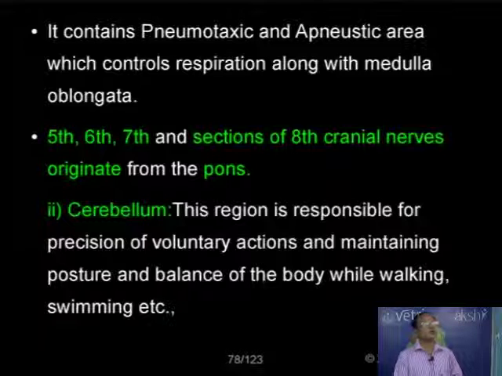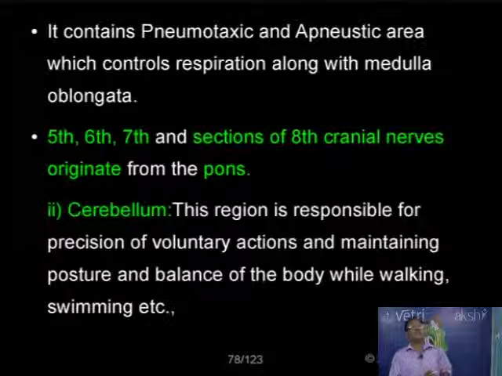oblongata. That is the pneumotaxic center and the apneustic center. These two are found mainly in the pons region, and they help in coordinating the breathing performed by the expiratory and inspiratory centers of the medulla oblongata. So the main respiration controlling center is located in the medulla oblongata, but the expiratory and inspiratory center functions are coordinated by the pneumotaxic and apneustic centers, found mainly in the pons, helping in respiration along with the medulla oblongata.